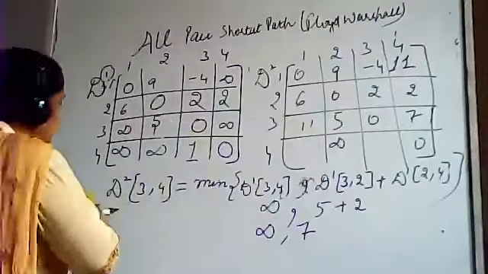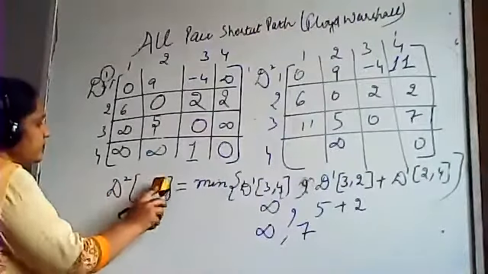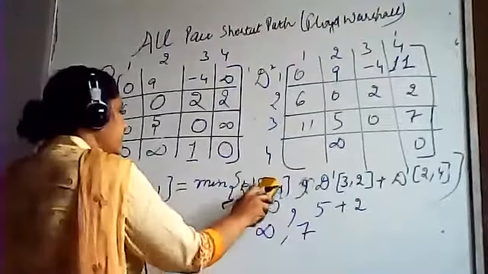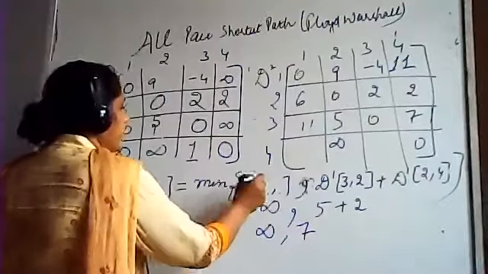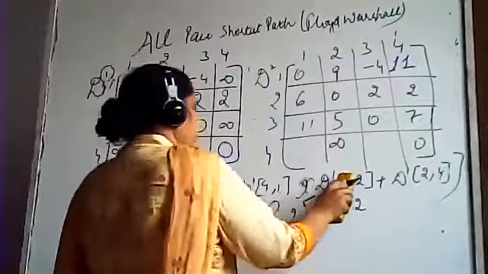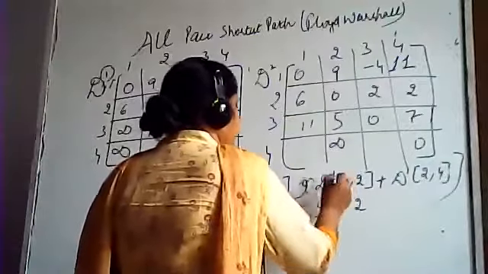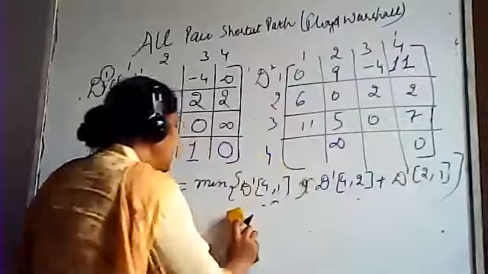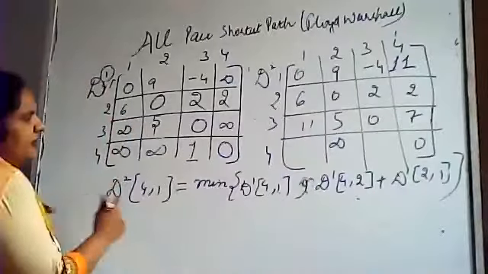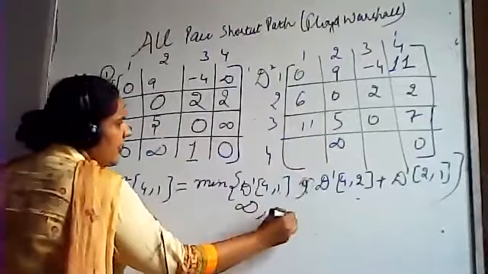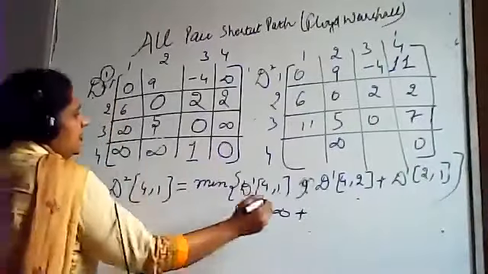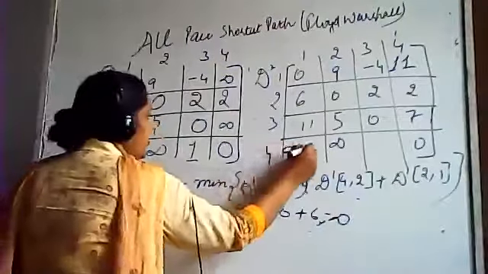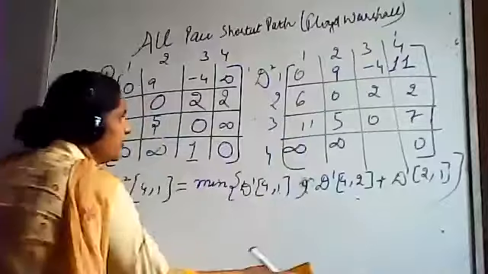Now calculate 4, 1. Give me the values for this. 4, 1 is infinity. Infinity plus 2, 1 is 6. 6. So the better one is again infinity. So put infinity. Then we have to calculate which value? 4, 3.